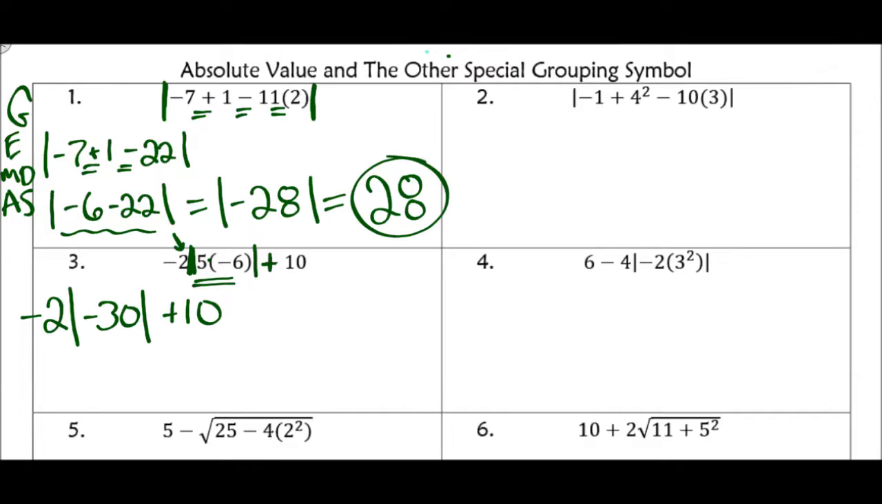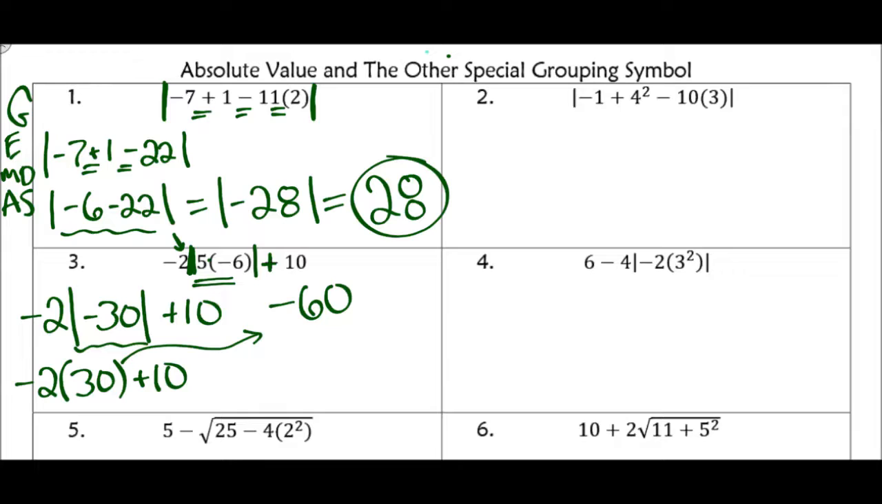So I still have to change that into a positive. It's saying the absolute value of -30, which is really just 30. So I'm going to change that absolute value symbol into a set of parentheses to make it clear that I'm multiplying those two. So it's -2 times positive 30, that's -60, plus 10. -60 plus 10 is a -50.